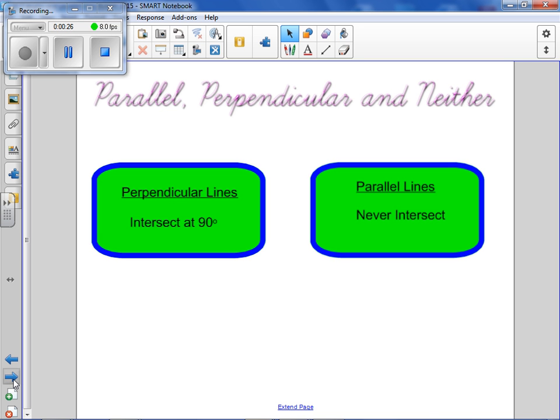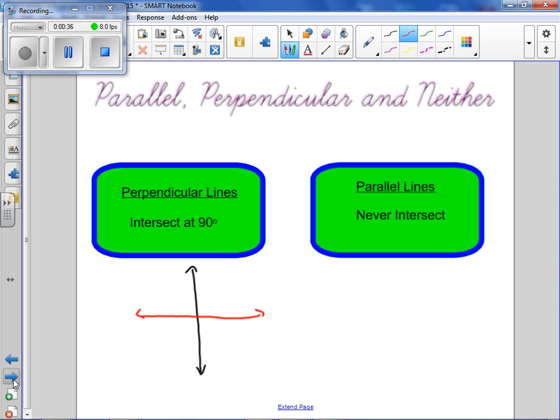So perpendicular, if you have perpendicular lines, they mean they intersect at 90. So you would have two lines that would intersect at 90 degrees. Now we denote 90 degrees as that kind of square, and that basically means 90 degrees, the angle that they cross at. Parallel lines will never intersect.